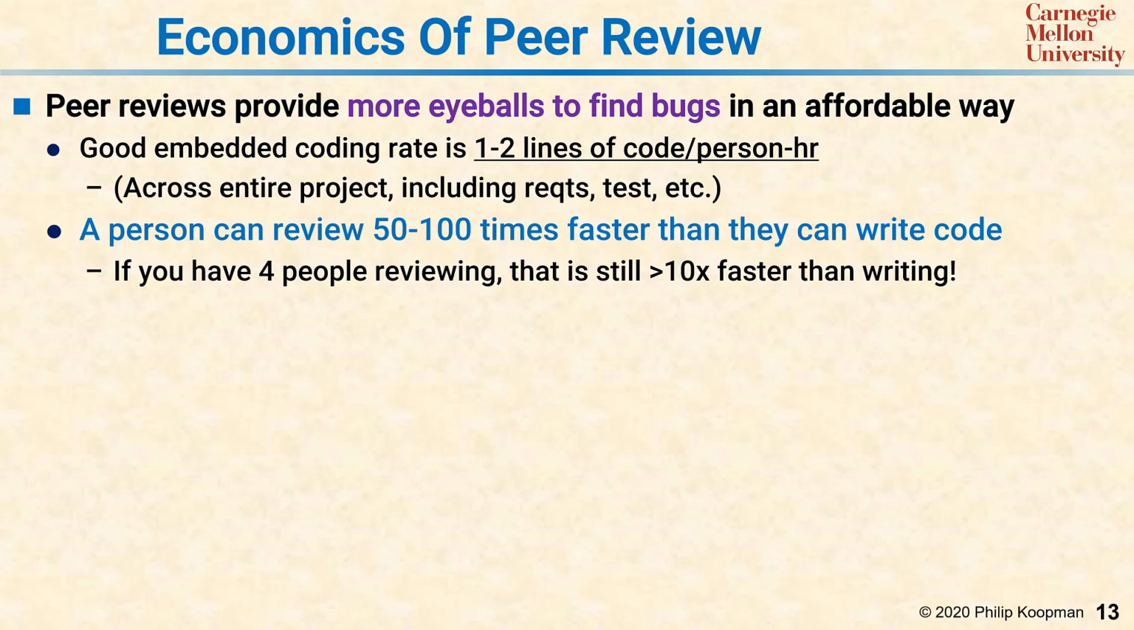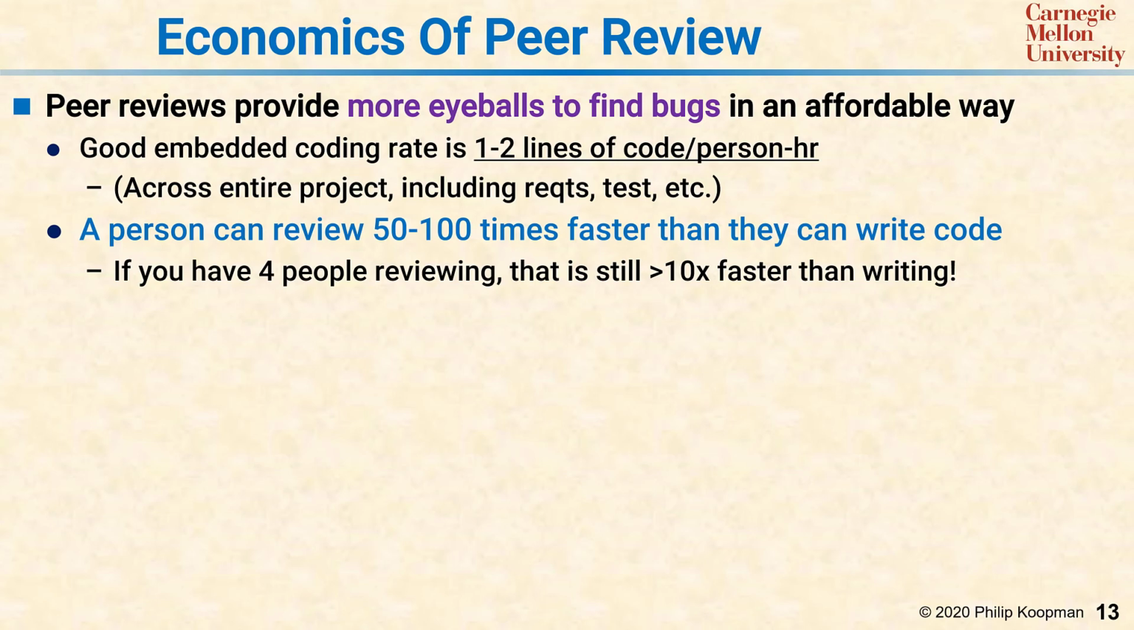Perhaps surprisingly, good embedded software is about 1 to 2 lines of code per person hour. Let's say it's 2 lines of code, which is fairly common. Now that's not actually writing the code, that's the cost of the entire project, including requirements, test, and so on, and you just take number of lines of code, number of engineering hours, and you compute lines of code per person hour. If you're only writing 2 lines of code per hour, how much of that is peer review? A person can review 50 to 100 times faster than they can write code. That kind of makes sense.